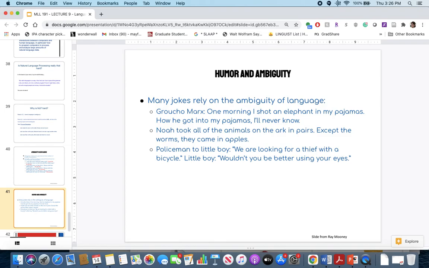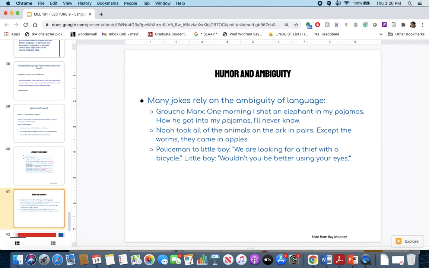So a lot of these jokes really rely on this ambiguity of language, right? Groucho Marx would say, "One morning I shot an elephant in my pajamas. How he got into my pajamas, I'll never know," right? I'm imagining him saying that in a very New York accent, but he's trying to make a joke here about the ambiguity of the elephant being in your pajamas.